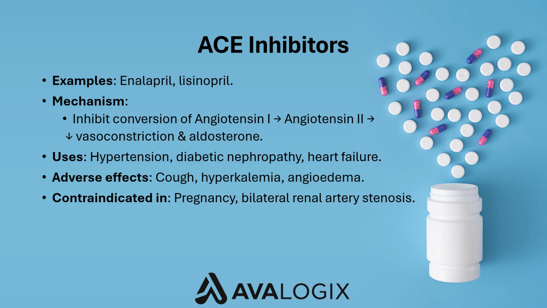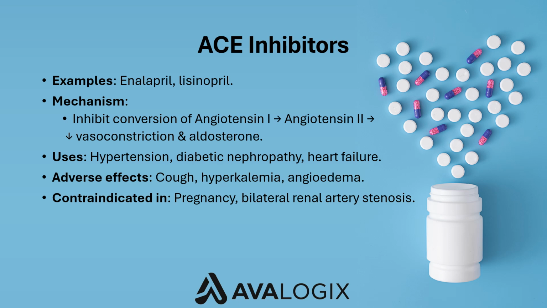In fact, for a hypertensive diabetic, an ACE inhibitor or an ARB is often the first choice. Adverse effects are important to remember. The most common is a persistent dry cough, caused by increased bradykinin levels. This same bradykinin effect can cause angioedema, rare but potentially life-threatening swelling of the face and airway. Hyperkalemia can occur because aldosterone secretion is reduced, leading to less potassium excretion.